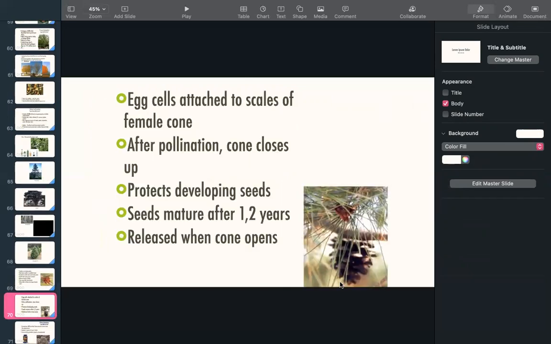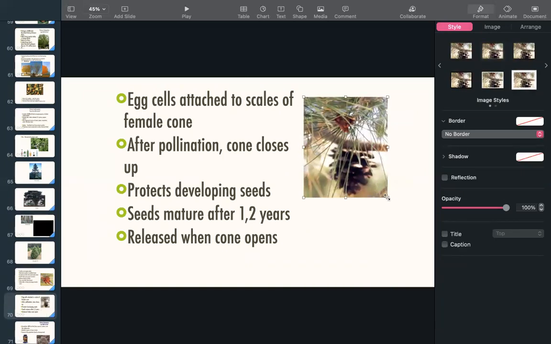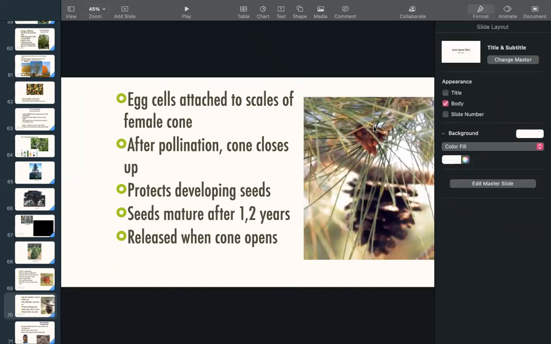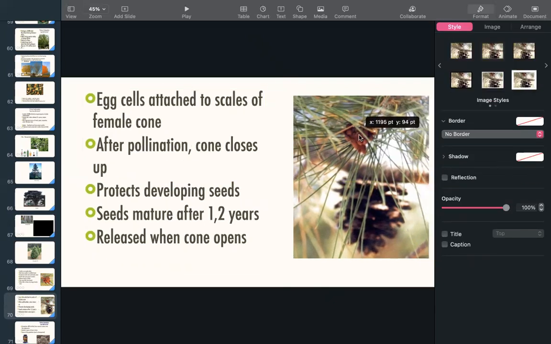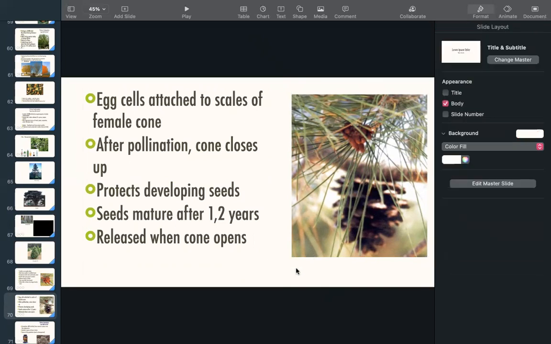And then here you can see the difference between male cones. I don't know why these pictures are so small. Let's make it bigger. The male cones versus the female cone. It really reflects the difference between the size of sperm and the size of an egg. So the pollen is going to fall from the male cones or be carried by the wind. Like I said, they'll fall in between the scales, and then the female cone will close up, which protects the seed. The seed takes 1 to 2 years to mature.